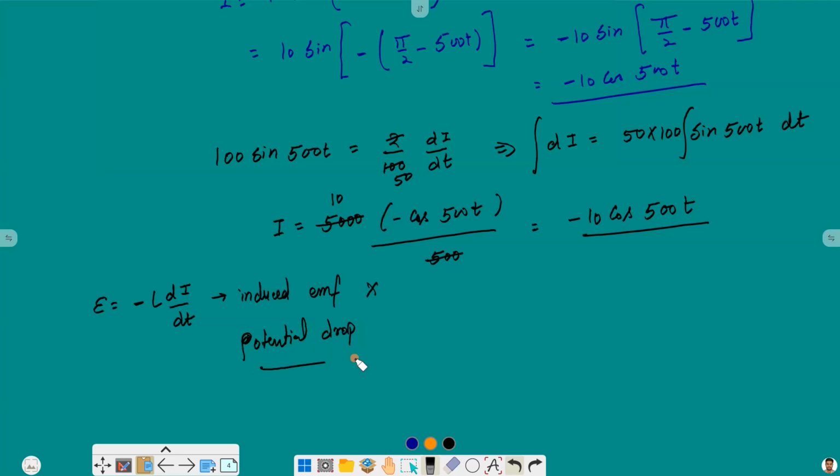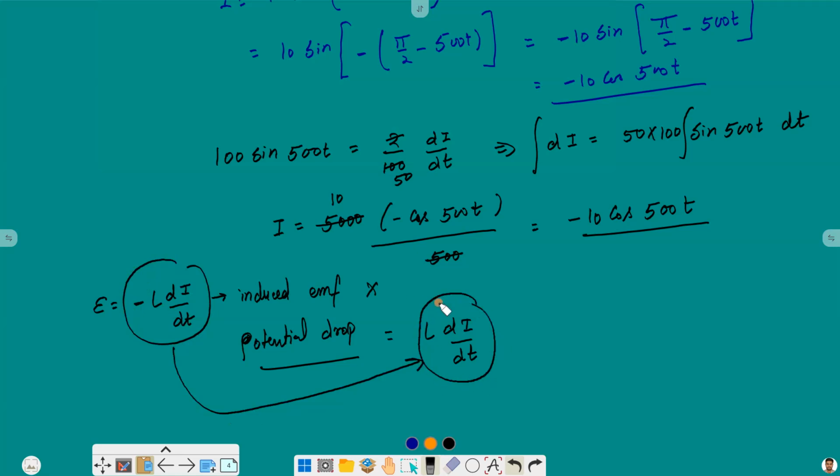There is a slight difference, only the difference of sign between induced EMF and potential drop. Potential drop across an inductor is L di by dt, not negative L di by dt. That is induced EMF. Due to this induced EMF, due to this negative term, this is the potential drop across the inductor. So when you solve any circuit problem, you have to take the potential drop across an inductor as L di by dt, and in case of induced EMF, when there is the word induced, then you will take the negative sign.